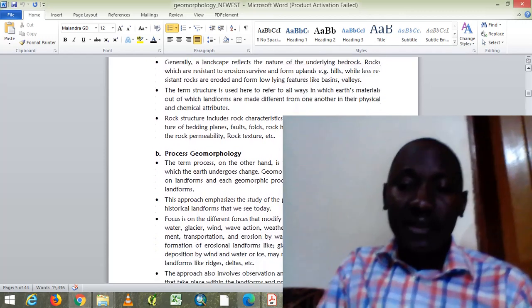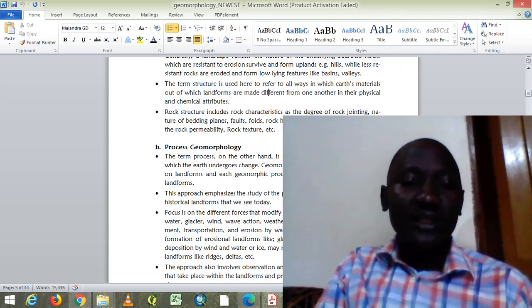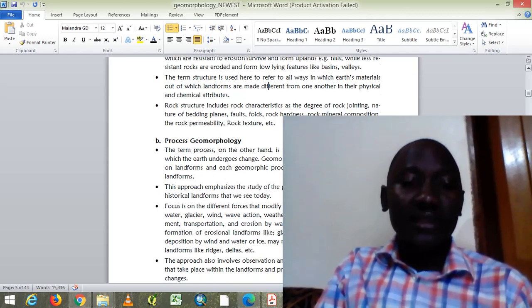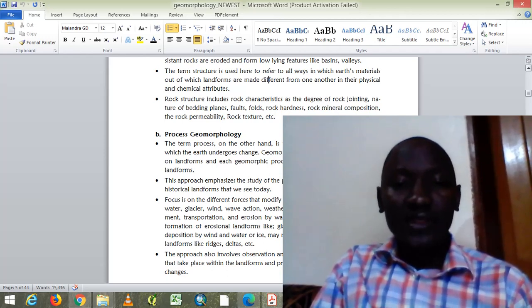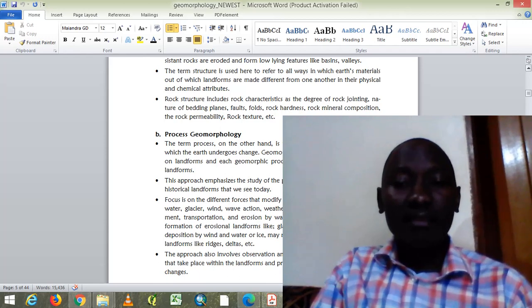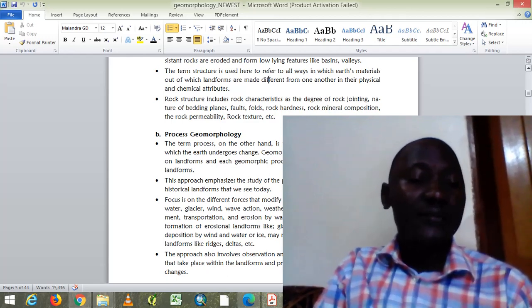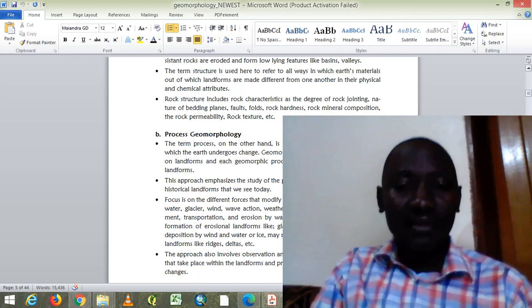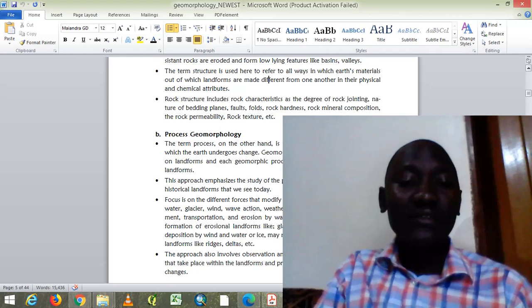Then the second domain of geomorphology, we'll look at process geomorphology. Process geomorphology is derived from the term process, which is used to refer to the many ways by which the Earth's surface undergoes change. Geomorphic processes have their makeup of landforms, and therefore each geomorphic process develops its own characteristic landform. This approach emphasizes the study of processes that lead to the current or historical landforms that we see today.